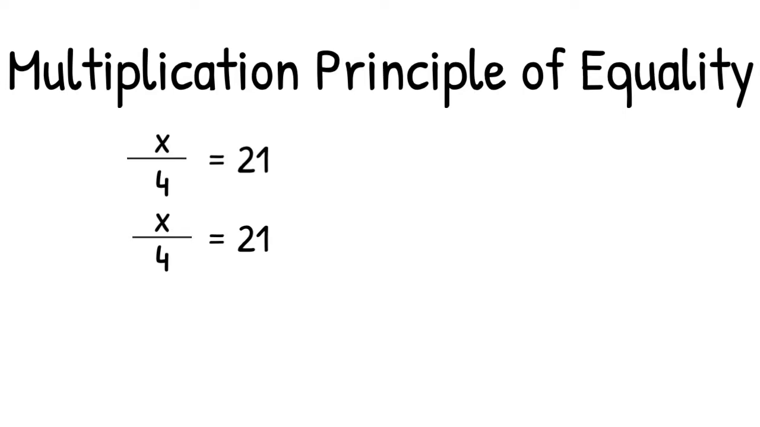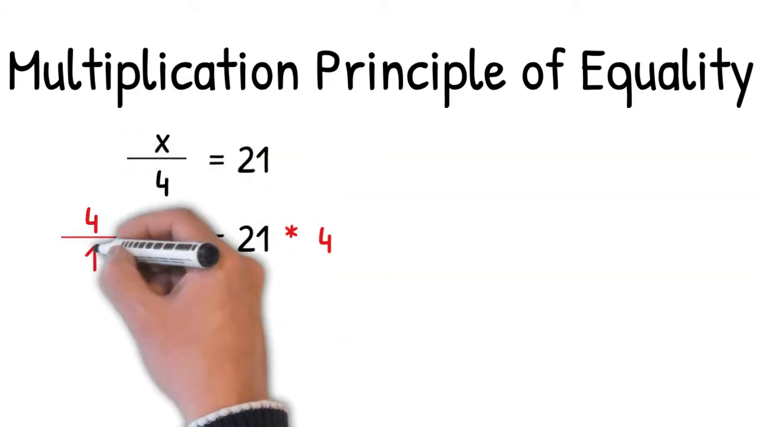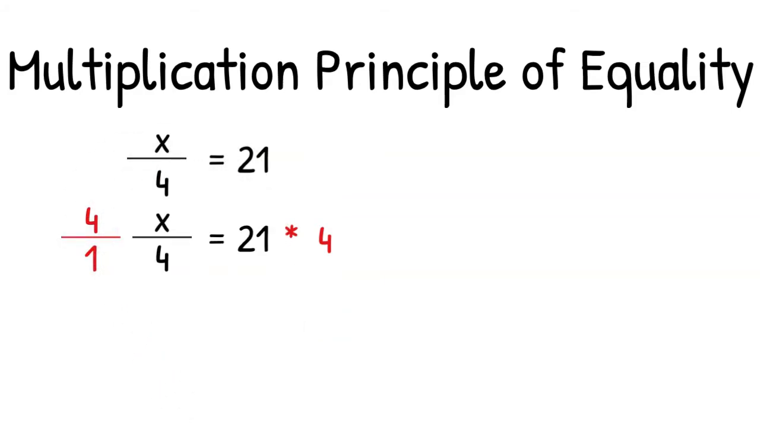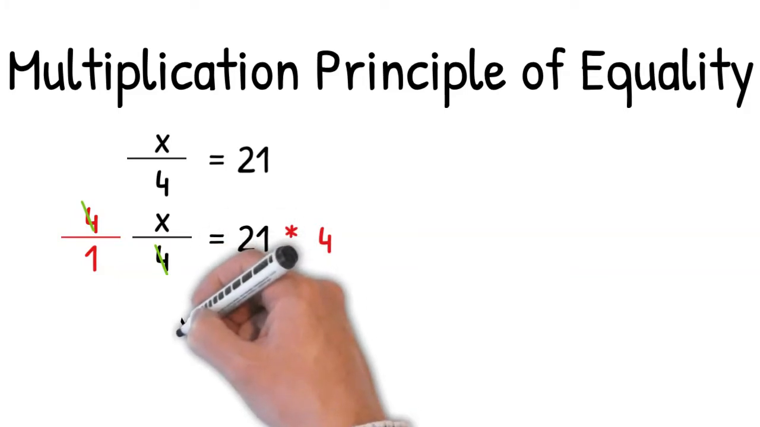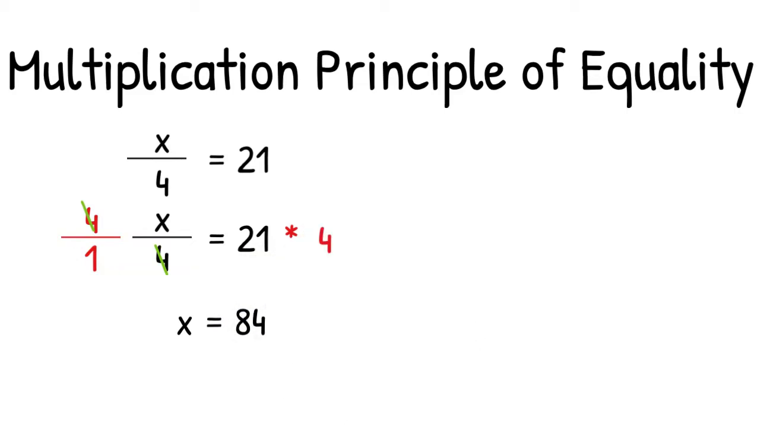On the right side, multiply by 4. But on the left side, the equation is like a fraction, so let's multiply by 4 in fraction form, or 4 over 1. That way, if we reduce before we multiply, we end up with the 4's factoring out, and we end up with just x on the left side. On the right side, multiply 21 by 4 and we get 84. x is equal to 84.